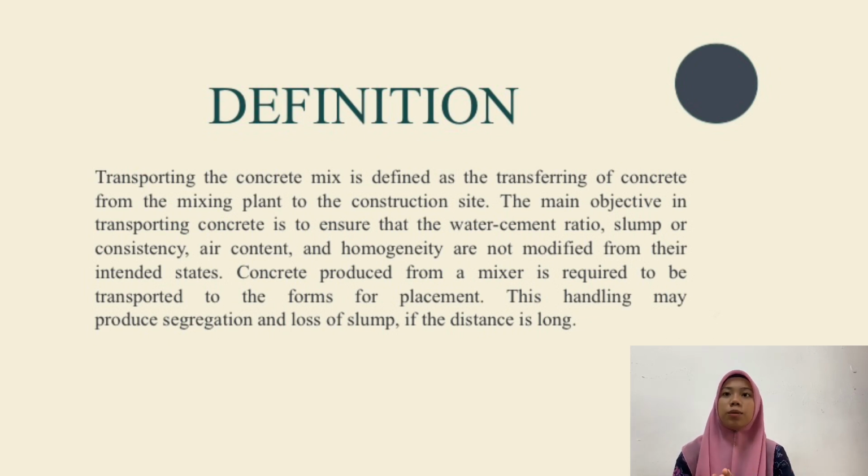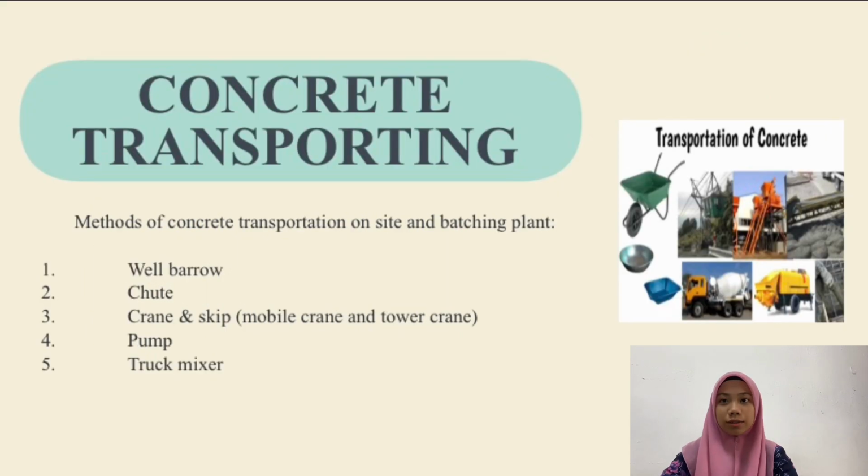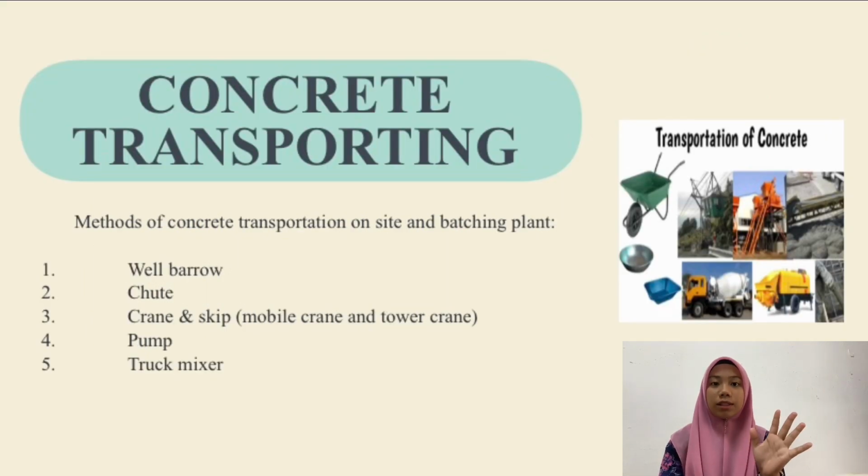Concrete produced from a mixer is required to be transported to the forms for placement. This generally may produce segregation and loss of slump if the distance is long. Concrete transporting has 5 methods, which are wheelbarrow, chute, crane skip, crane (mobile crane and tower crane), pump, and lastly truck mixer.